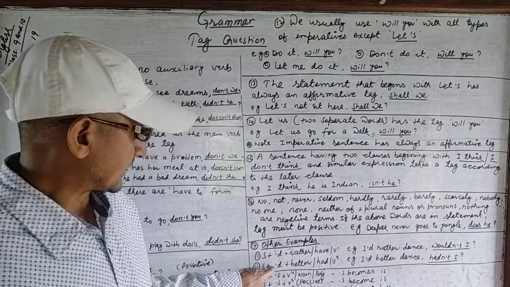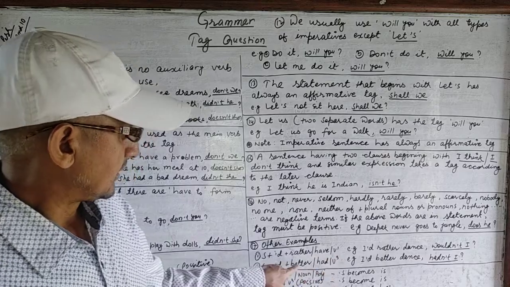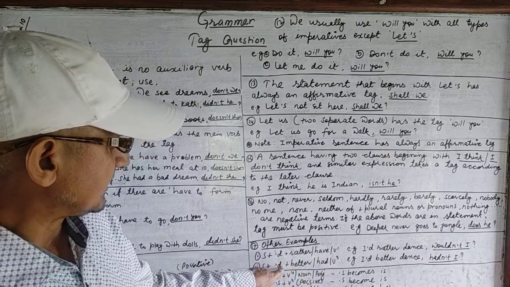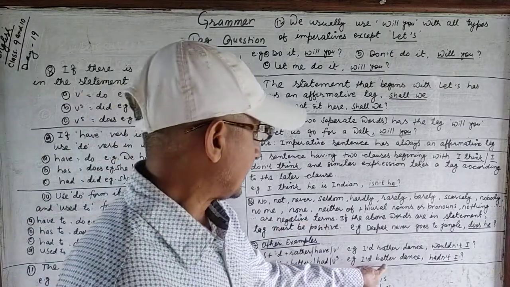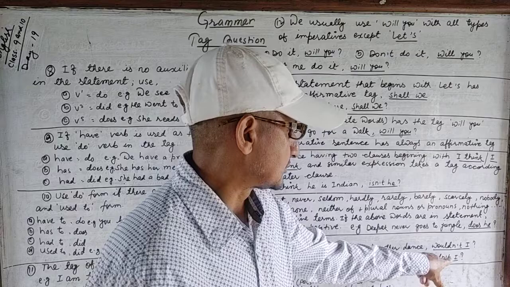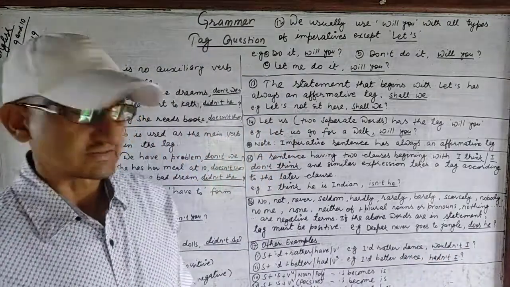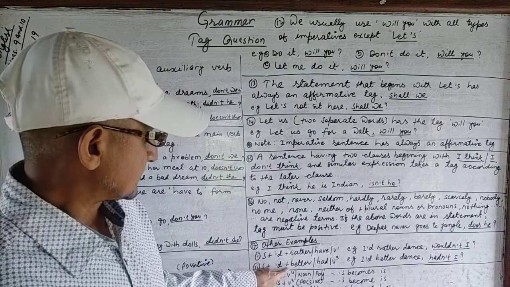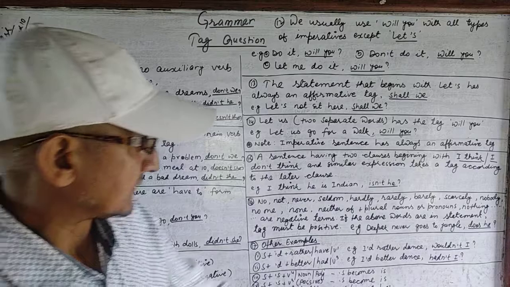If there is subject plus apostrophe d plus "better", had, V3, this apostrophe d becomes "had". I had better dance. So we use "had" to make the tag in such a case. Hadn't I?